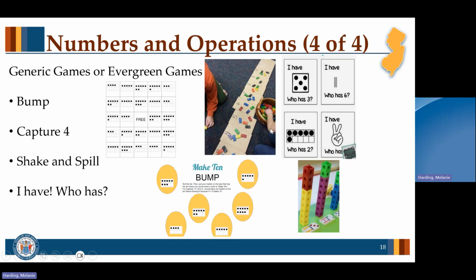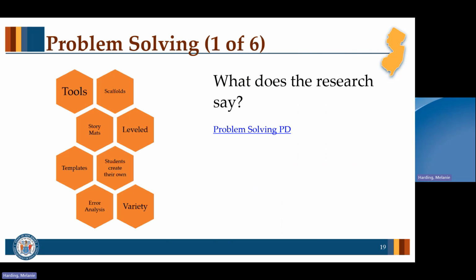I Have, Who Has is another great one. We used to do this with time, with money. There's so many concepts you could use this with. And again, she's made a lot of them for you, so you don't have to recreate the wheel. And I'm sure you have a lot in your core program.